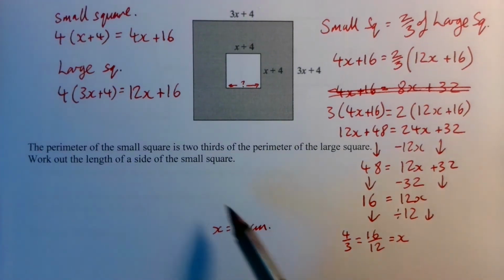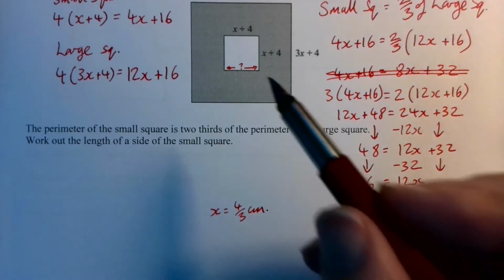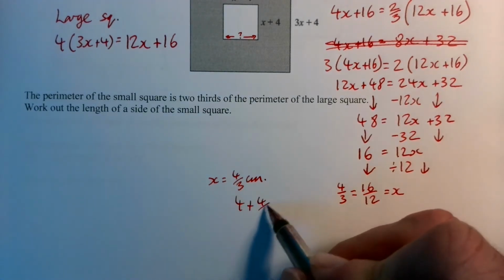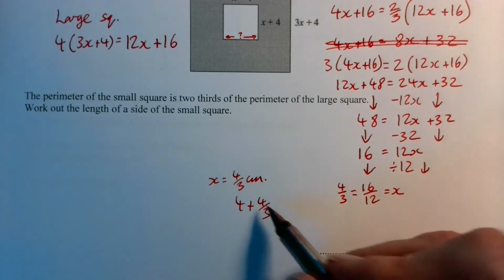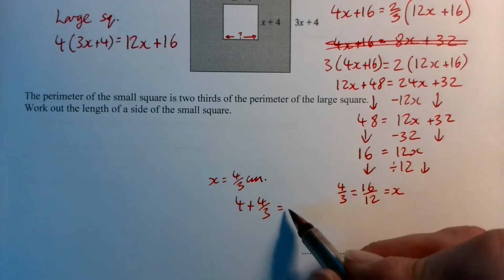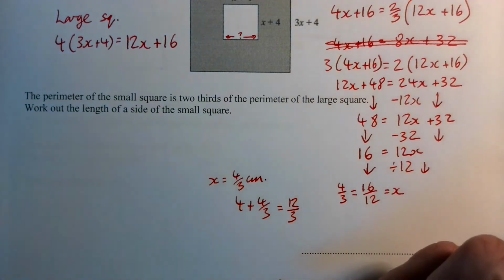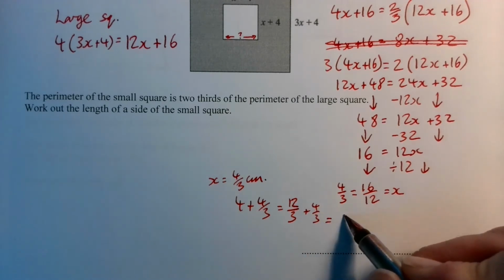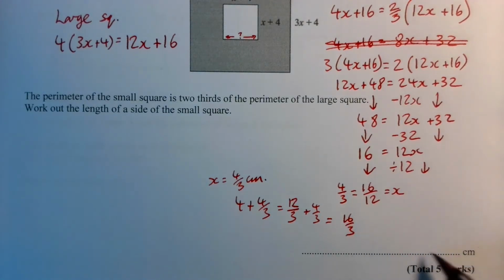And our original question was to work out the length of the side of the small square, and it is x plus 4. So it is going to be 4 plus 4/3. Now what's 4 plus 4/3? If it's a calculator one, you can whack it into your calculator. Otherwise, you could say 4 is 12/3, isn't it? Because every whole is 3, plus 4 over 3. That's giving us 16/3. 16 divided by 3 is 5 and 1/3, or 5.3 recurring.